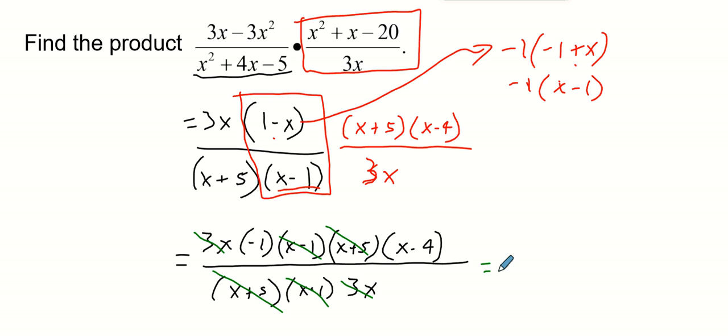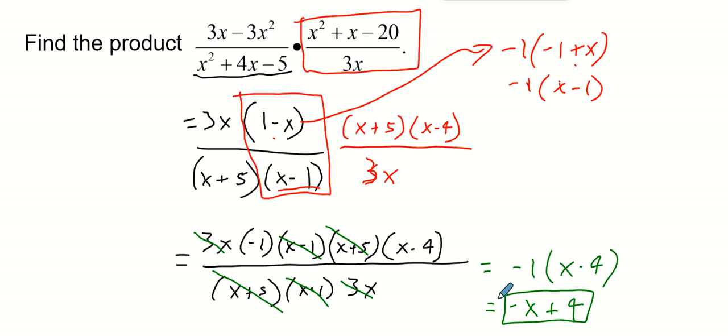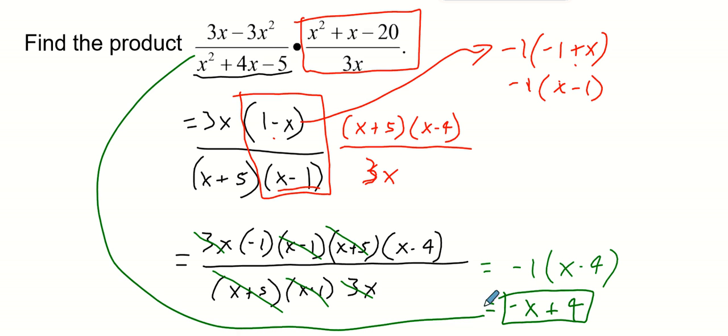So what I'm really left with is that negative 1 times x minus 4 over 1, but I don't need to write that. And when I distribute that negative 1, I'm going to get negative x plus 4 as my final answer. Notice how simplified that is. Lots of things cancel out.